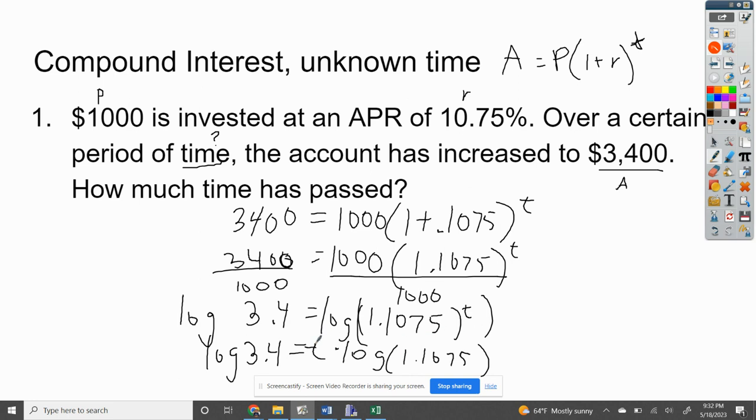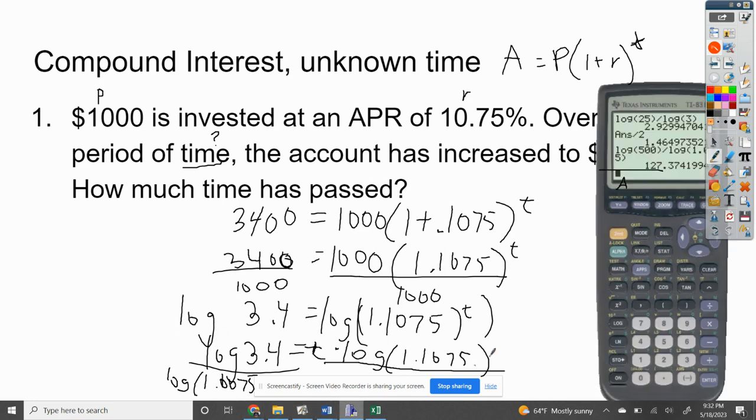And then the last step to solve for T here, we got a T, we got log of this number. We're going to divide off everything except for T. So we're going to divide off log 1.1075. I don't have any room down here, but that's what we're doing: dividing both sides by log of 1.1075. Okay, and so then I'm going to have T by itself. And so what's on the left there is going to be my answer.